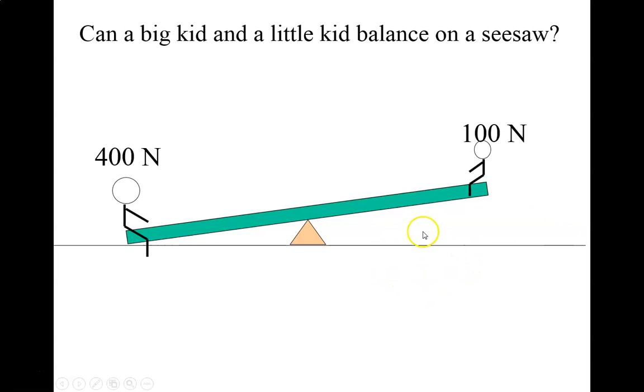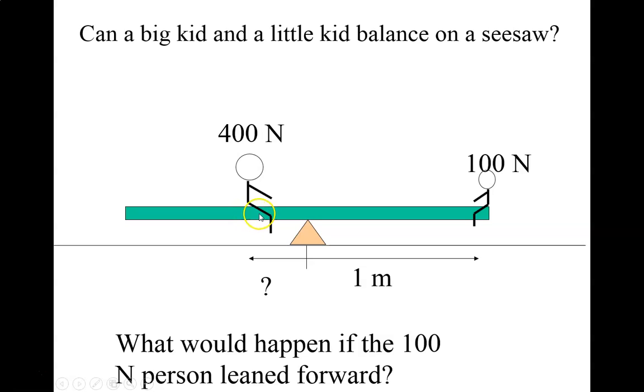So let's say we've got a big kid and a little kid and they want to balance. Who's got to scoot in order for them to balance? It'd be the 400 Newton kid. The big kid would have to scoot in because he's got a bigger weight, a bigger force. He needs a smaller lever arm. The little kid has a smaller weight, so he needs a bigger lever arm.